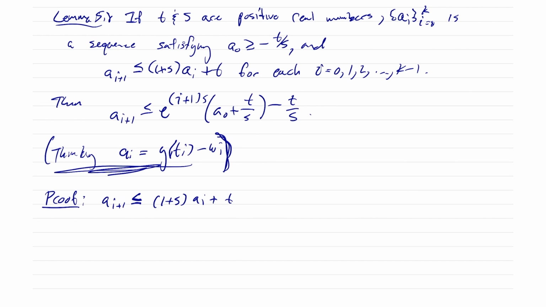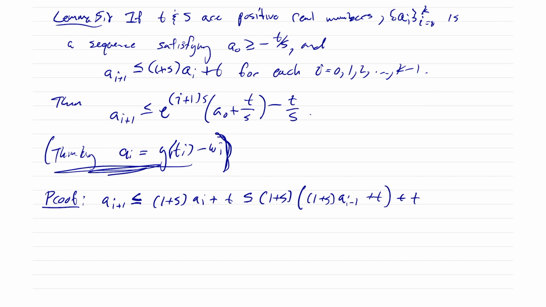Already this is starting to look a little bit like something that came out of our last lemma. And we have 1 plus s. Now s is positive, so it's definitely bigger than negative 1, which is the requirement for the last one. And you're going to see we're going to have an accumulation of 1 plus s's as we keep applying this. So then you take a_i and replace it with a_{i-1}. And so this is going to be less than or equal to (1 plus s) times (1 plus s) times a_{i-1} plus t. And then we have plus t here.